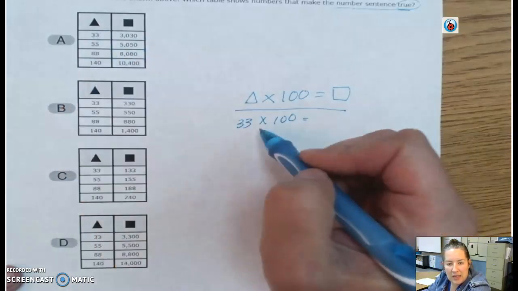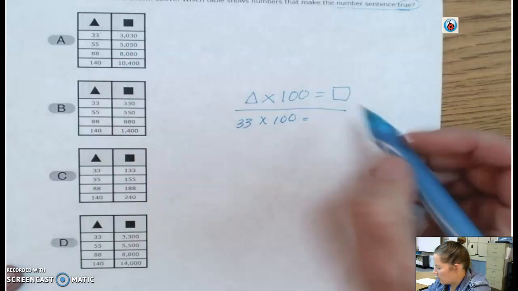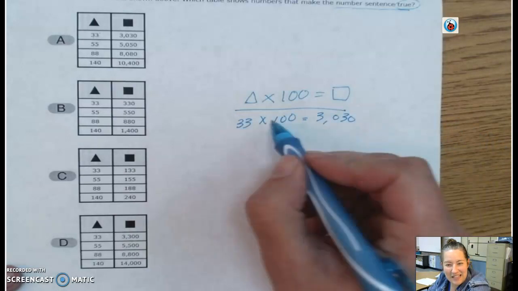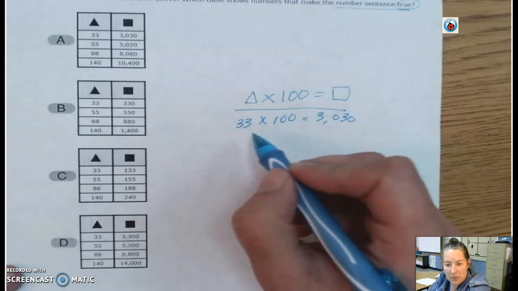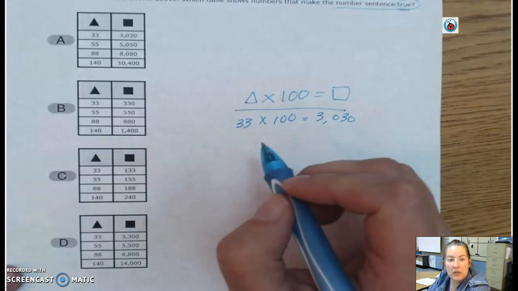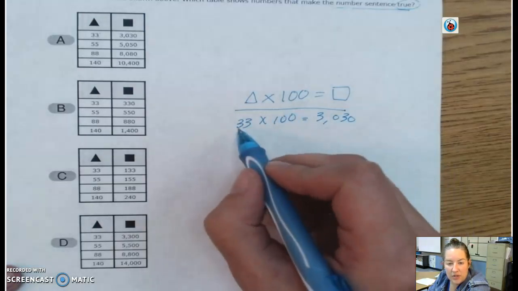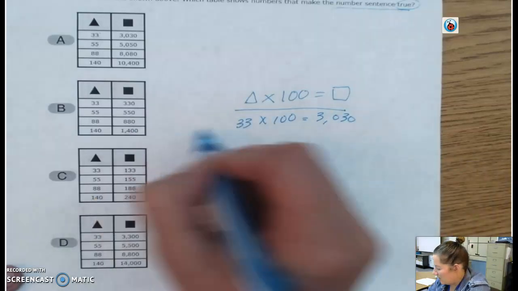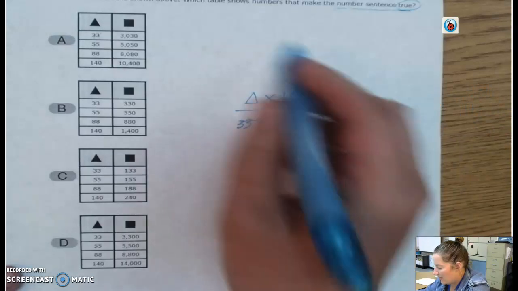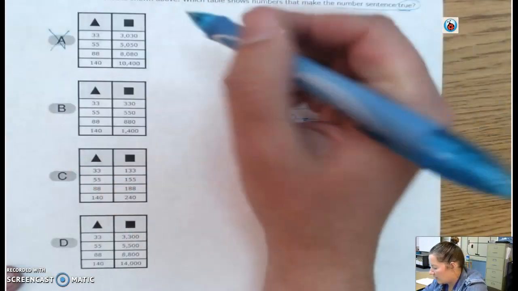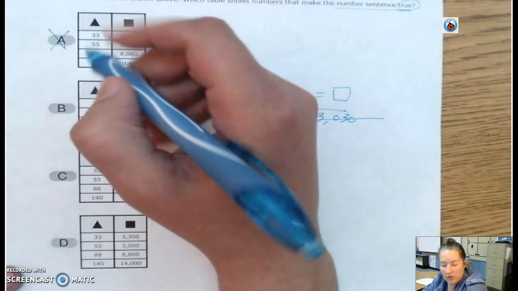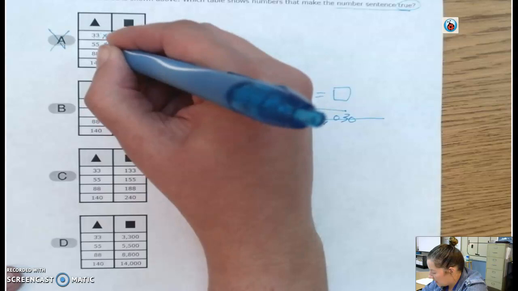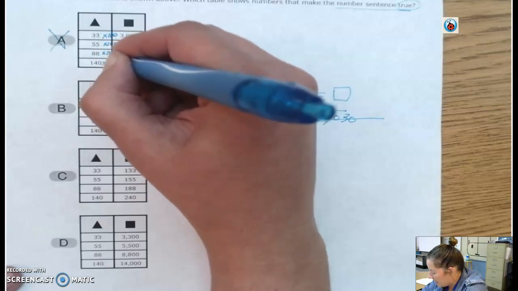So is 33 times 100 equal to 3030? Is that true? If it is true, that's what we're looking for. If it's not true, then that's not what we're looking for. So 33 times 100, does that equal this? No, it does not equal that. So I know this first one is not what I'm looking for. You can check the rest of them too. You could put times 100 here on all these to see if it would make sense.